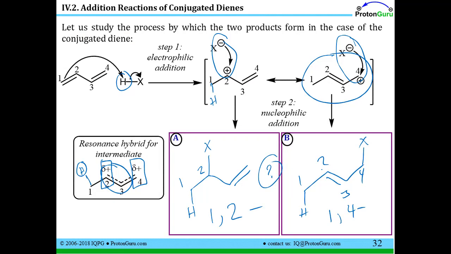If I look at these potential products, I have a monosubstituted alkene that's the 1,2 addition product. I have a disubstituted alkene that's the 1,4 addition product. Well, we know that the more substituted alkene is more stable. We learned that way back in lesson 1.11, and we applied those ideas in thinking about Zaitsev's rule in elimination reactions to make the more stable alkene.